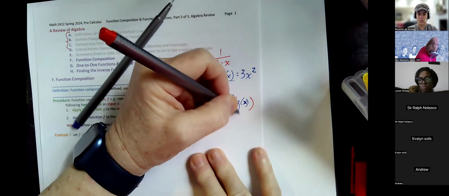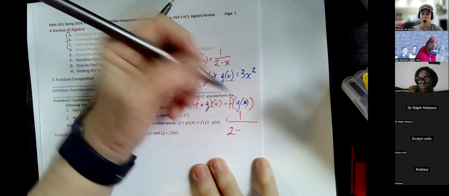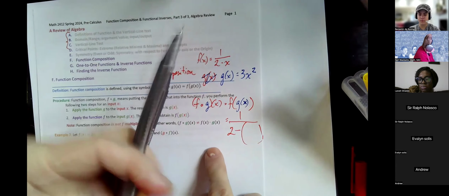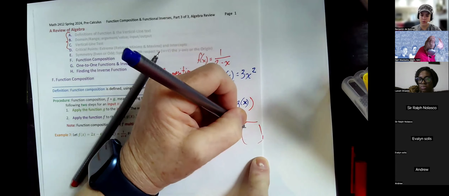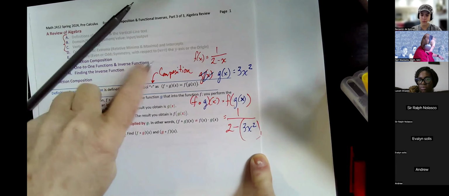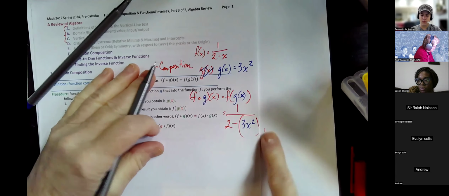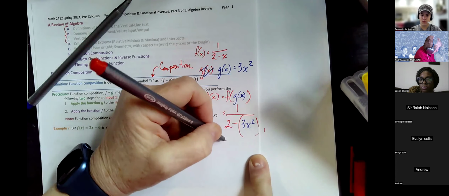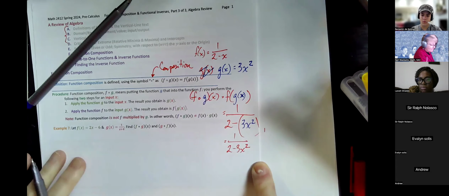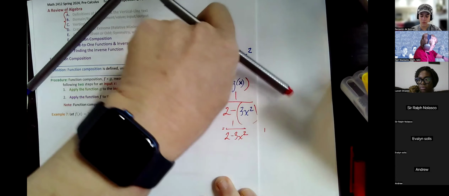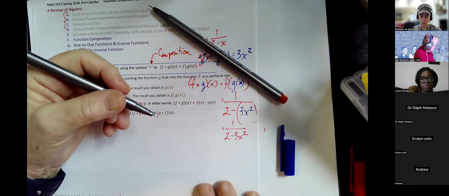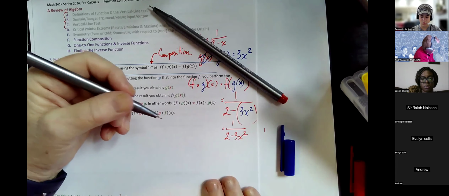We've got 1 over 2 minus, and instead of x here, we're going to put 3x squared. And then to simplify it, all we have to do in this case is take away the parentheses. So we have 1 over 2 minus 3x squared. The wonderful thing about composition is that most of the time it is not commutative. It changes depending upon order.